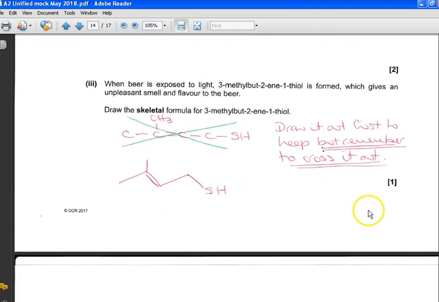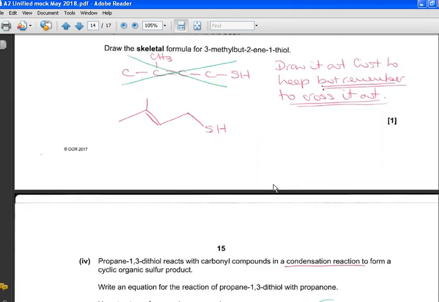And then you're asked to draw the skeletal formula for 3-methyl-butene-1-thiol. When I was doing this, I just scribbled it out in a kind of half displayed form, just to give me an idea before I tried to draw the skeletal formula. Once you've got that there, it's pretty straightforward. But just remember to cross it out to show that you don't want that bit marked.